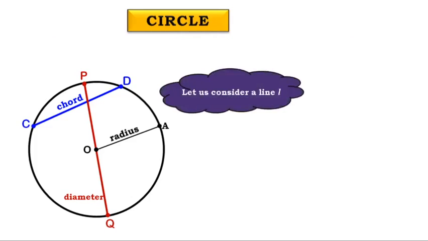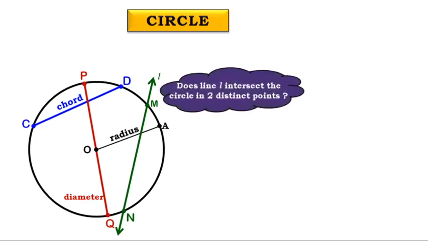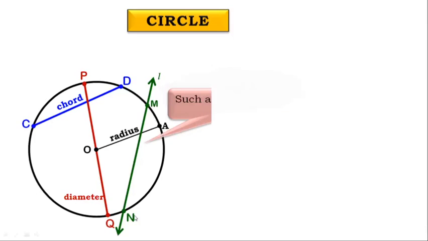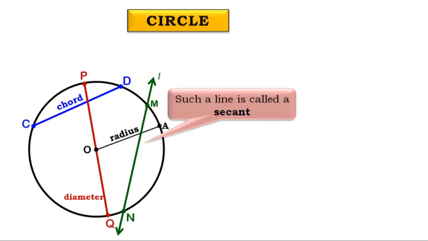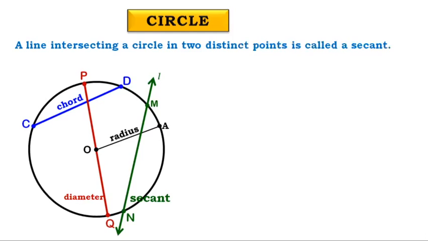Moving ahead, let us consider this line L over here. Now I ask you a simple question: does this line L intersect the circle in two distinct points? The answer is yes. And which are those points? Those points are M and N. So remember this very carefully: such a line is called a secant. What do you call it? It is called a secant. So we label the secant over here. And this is the definition of a secant, which says a line intersecting a circle in two distinct points is called a secant.